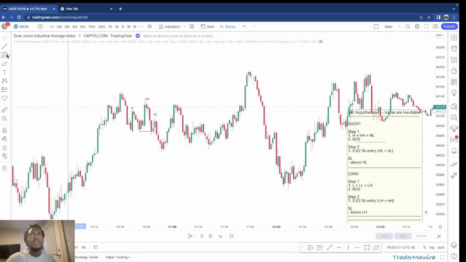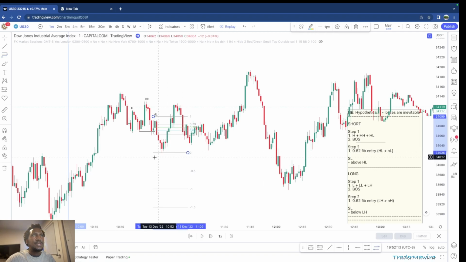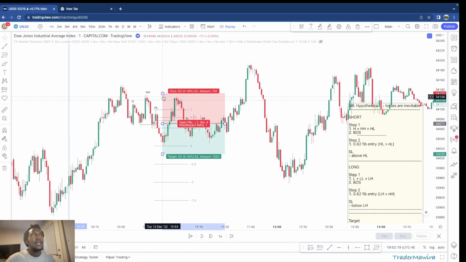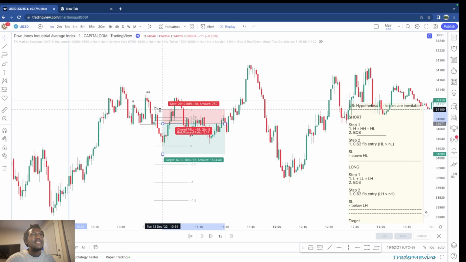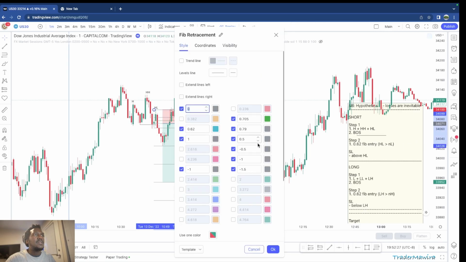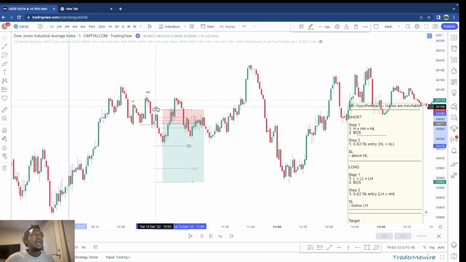So we put our fib from the higher low to the new low, which is this one, and then we put our entry at 0.62 and our stop loss right above the higher low, and then our targets is right there. So this was a different fib. Let's change that to 62, and we don't need this, and there we have it.